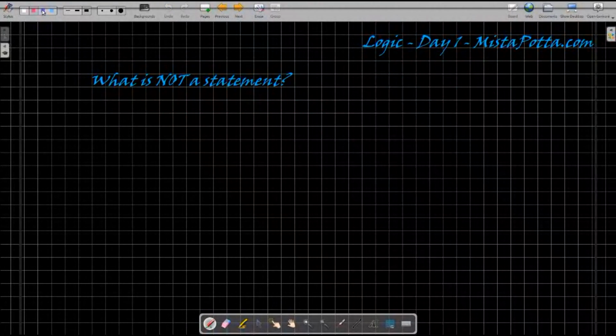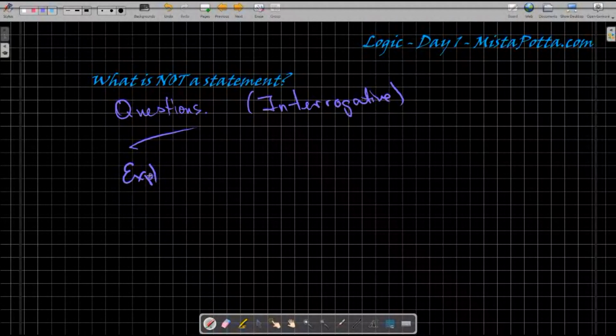So the next question then, of course, is what is not a statement? If I'm talking about things that are not a statement, I don't want to use questions. These are what we call interrogative sentences. These are sentences like, how much is that doggy in the window? Or, can you tell me how to get to San Jose? These are not statements. These are not true or false sentences. These are questions. These are trying to gain information as opposed to giving you information.